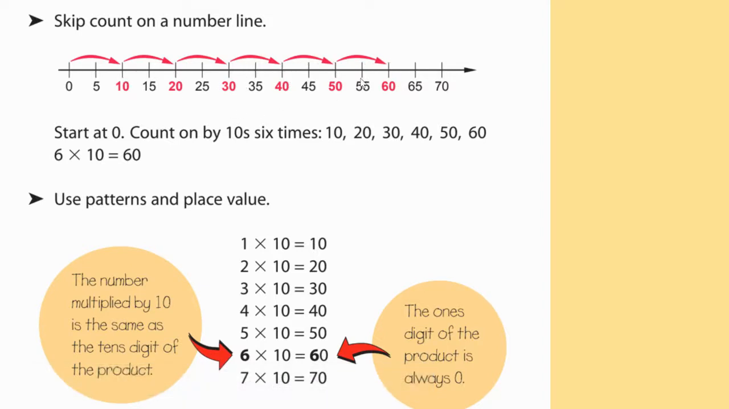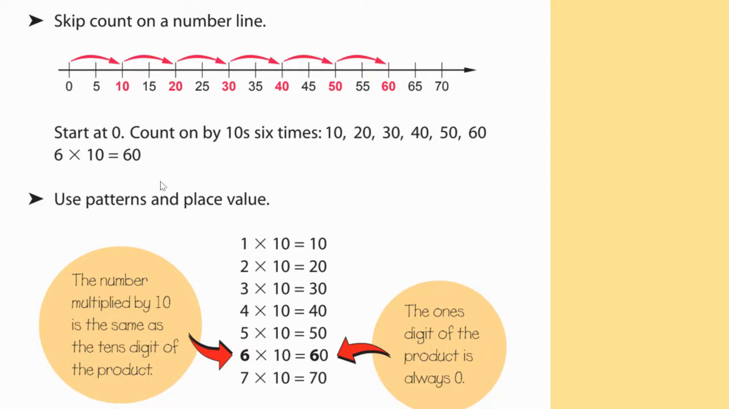So each time you're adding 10, and because there's 6 boxes, 1 box, 2 box, 3 box, 4 box, 5 box, 6 box, and here we have 60 balloons. So you start at 0, count on by 10 6 times: 10, 20, 30, 40, 50, 60. The multiplication sentence, again, is 6 groups of 10 equals 60, or 6 times 10 equals 60.